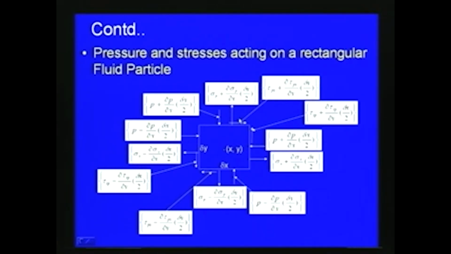So, in this direction it is tau_yx plus ∂tau_yx/∂y into delta y by 2, and on this face tau_yx minus ∂tau_yx/∂y into delta y by 2, and on this face it is tau_xy minus ∂tau_xy/∂x into delta x by 2, and on this face tau_xy plus ∂tau_xy/∂x into delta x by 2. So, these are the pressure and stresses acting on the rectangular fluid element.